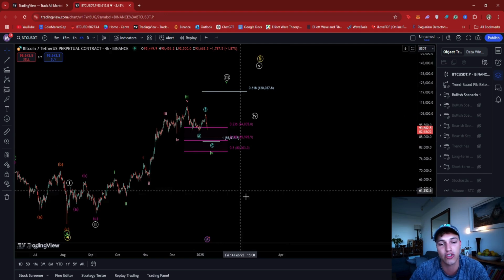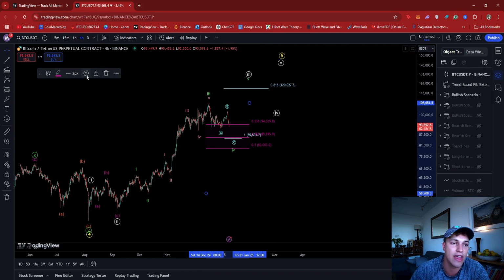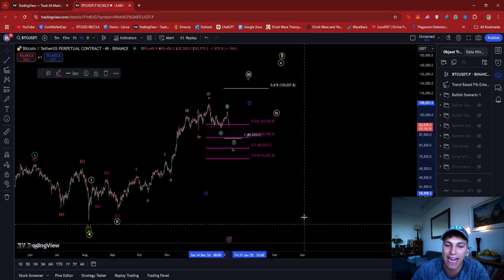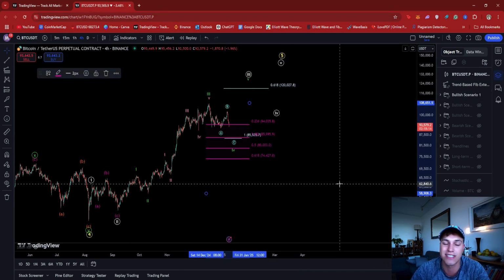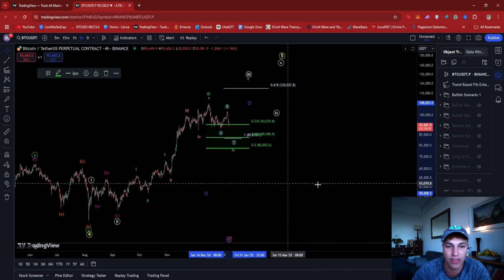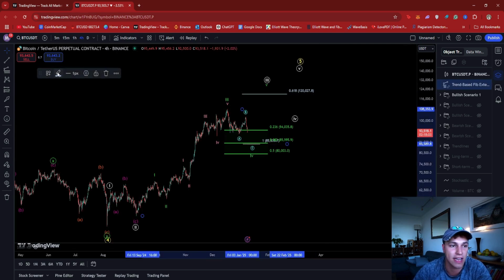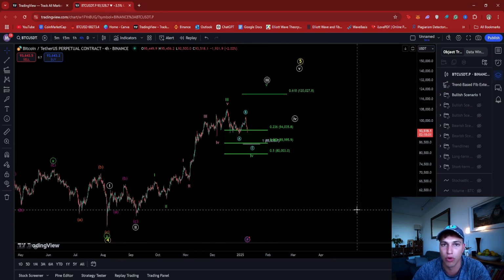So if you do want to trade that area, do keep a tight stop loss sitting at around the 0.618 at $74,000, that being the invalidation for this wave 4. Don't know why this is purple either. There we go, green on the chart. But that is what we are targeting for that wave 5 move.